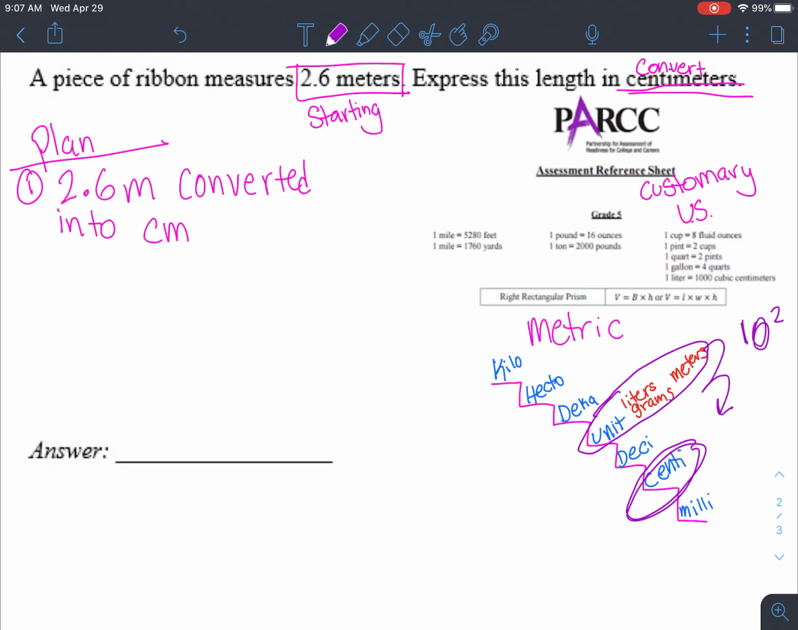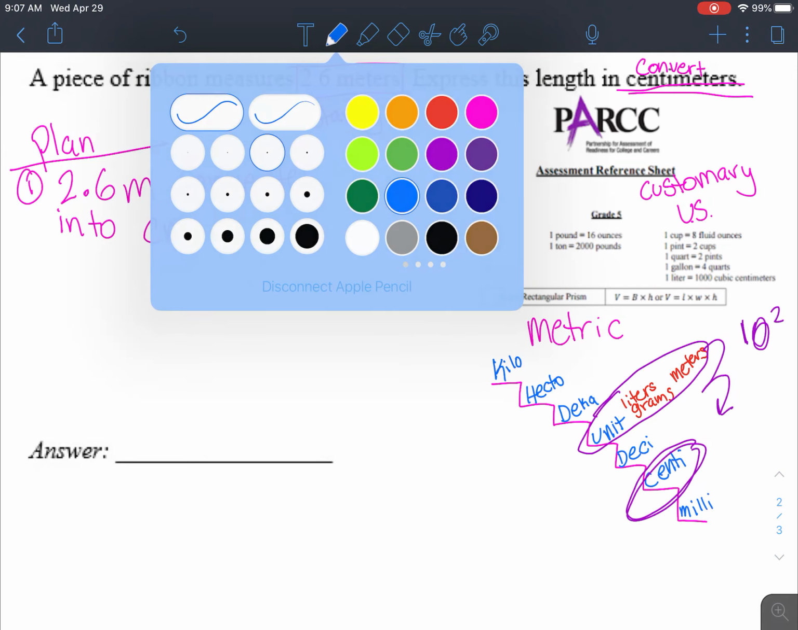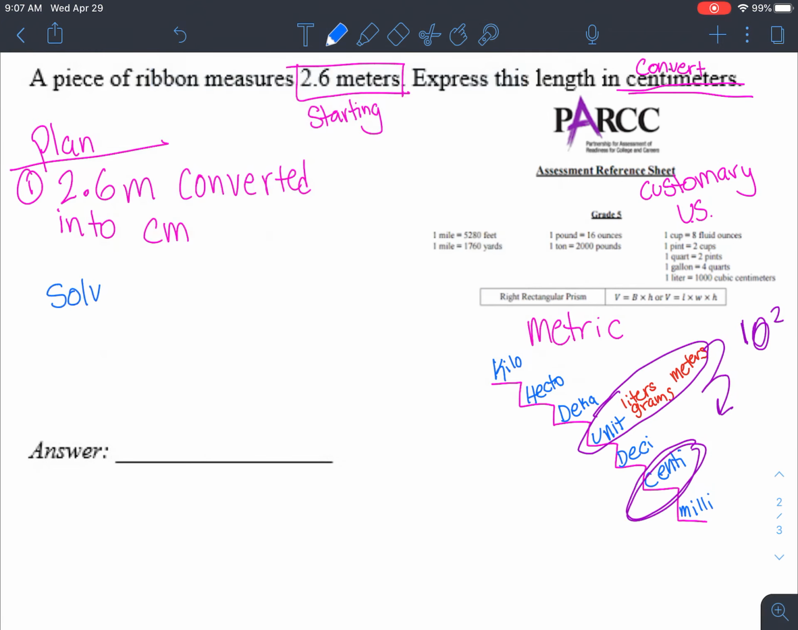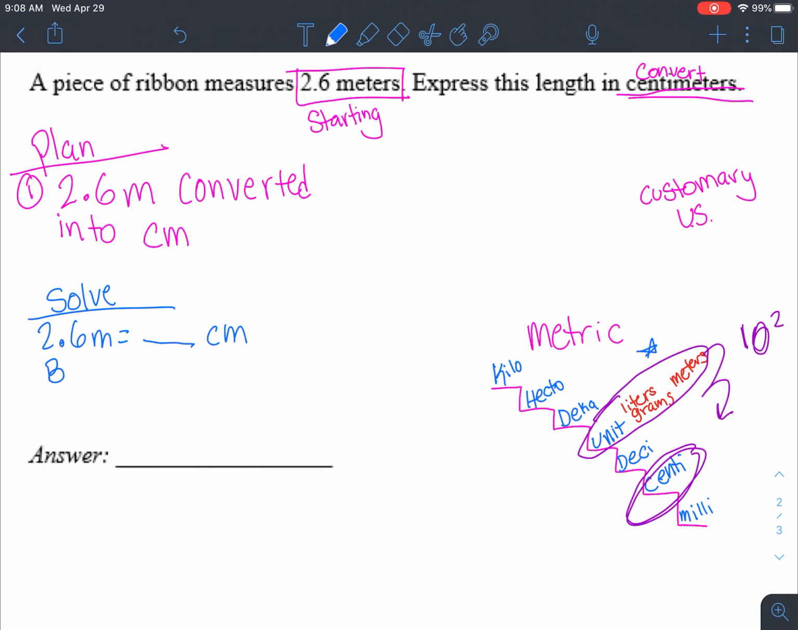We've got a lot of information on our paper right now. Let's put everything together so that it makes sense. Again, I know I'm starting with 2 6/10 meters. I'm trying to figure out how many centimeters that is. I need to figure out, am I going big to small or small to big? Let's take a look at our metric staircase. If I'm starting at meters and going all the way down to centi, I'm going from big to small. If you were going the opposite direction, you would be going from small to big.